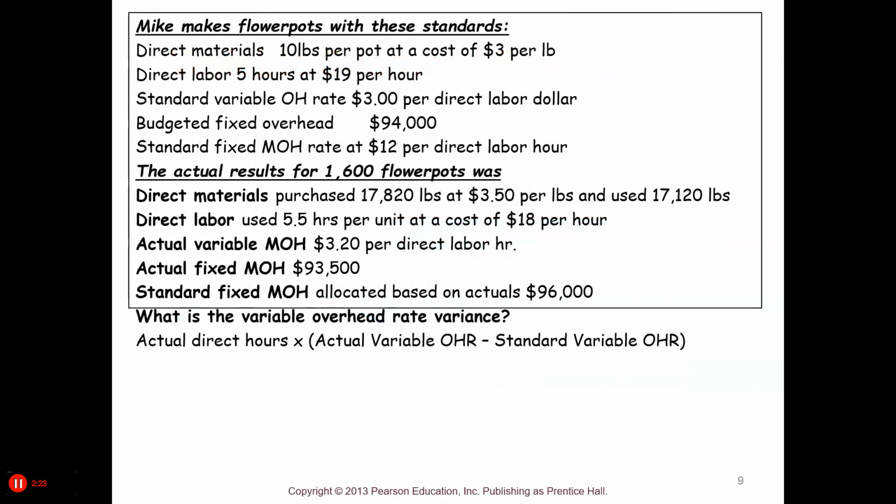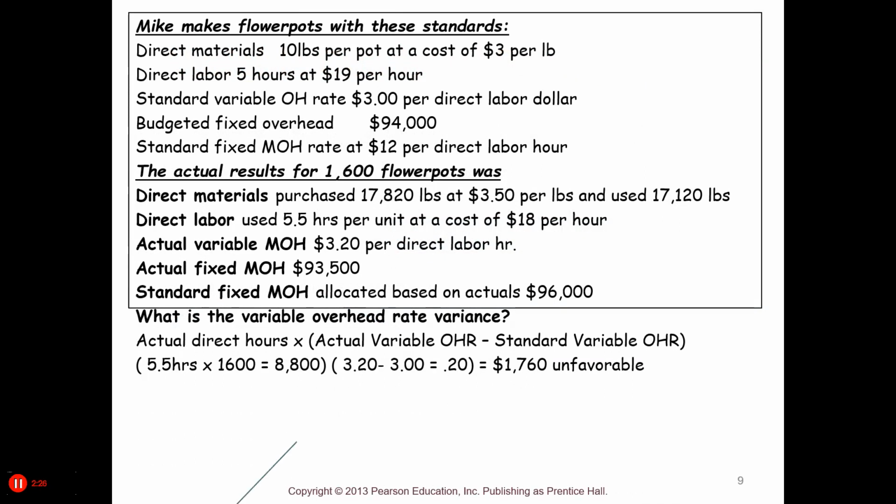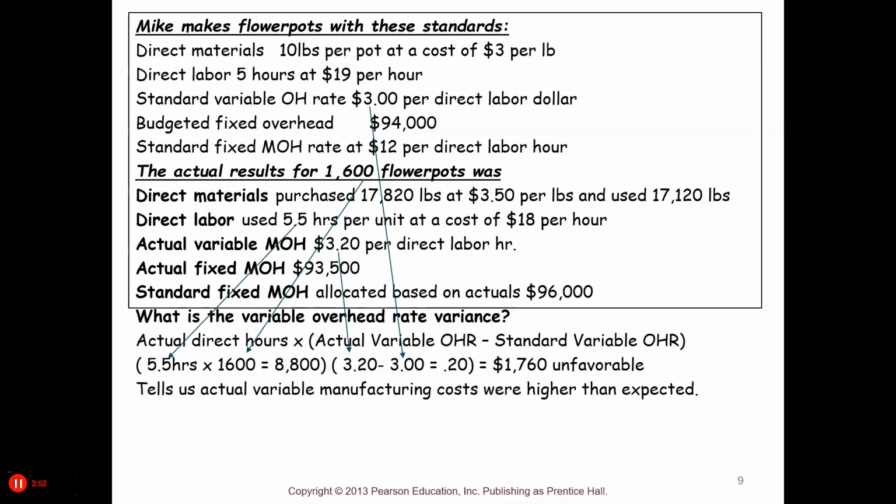Now again, here's our formula, and now we'll put in our numbers. We're going to take our actual direct labor hours times the units produced, and that gives us our 880, and then we're going to take our actual variable manufacturing overhead rate minus our standard, which gives us 20 cents. So it says that we spent more than we should have, and it was $1,760, unfavorable. So it tells us our actual variable manufacturing costs were higher than expected.